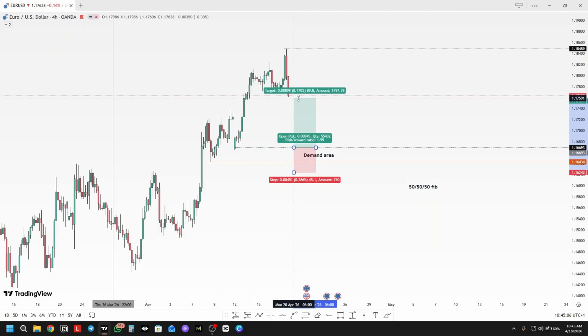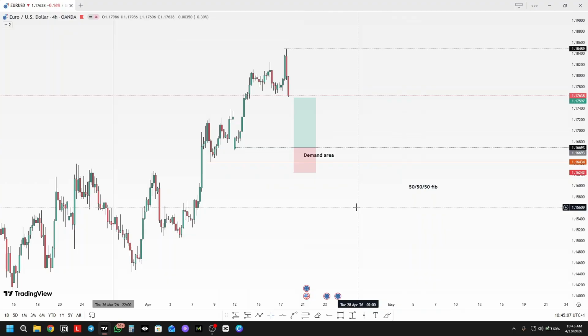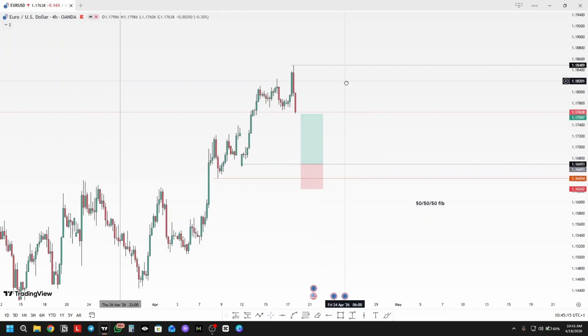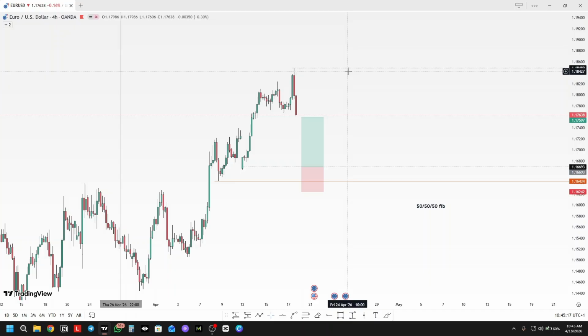Then 1:2, and you've gotten your trade. You've gotten your trade on EUR/USD. So as you can see, everything is coming into play, from your trend to your levels, to entry, to stop loss and target. That is how I view the trade. So this is my trade on EUR/USD going into next week.